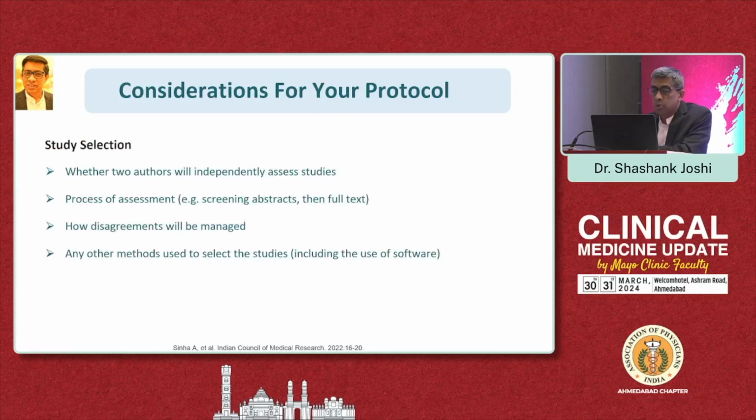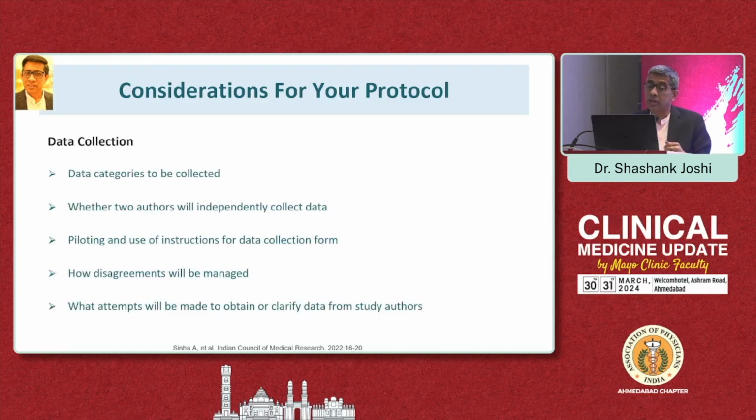So when you're looking at a protocol, in the study selection, state whether two authors will independently assess studies, and have a process of assessment of screening the abstract and then the full text. Have a policy within the authors on how disagreements will be managed, and whether other methods, including software, will be used to select studies, because now we have to do a lot of data mining. And of course, data categories to be collected. Two authors will independently collect the data, with piloting and using instructions for data collection forms, disagreement management, and clarification from study authors.